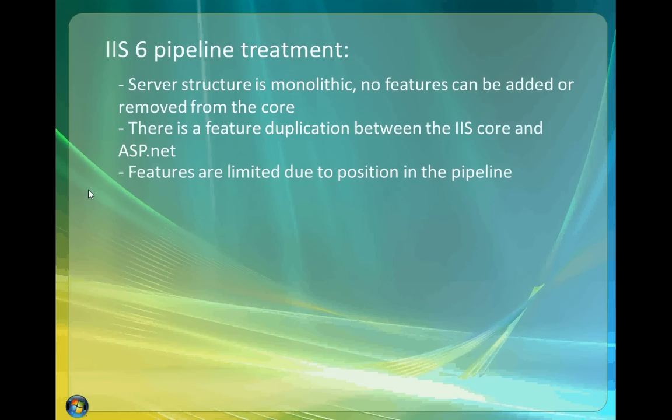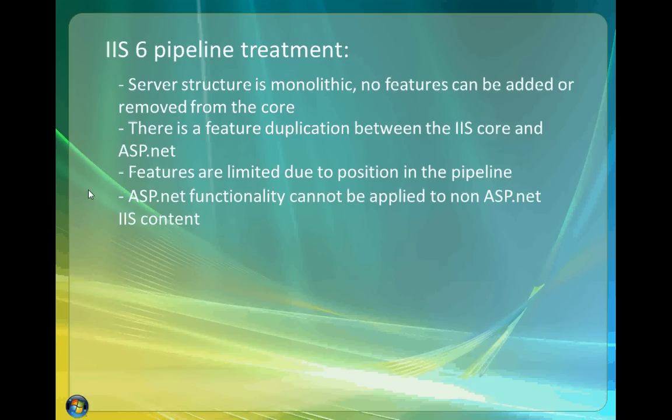Now, features are also limited to their position in the pipeline. Think about forms authentication: we could not do forms authentication on the second request just because ASP.NET was never notified about it. And also, we cannot apply, for example, ASP.NET functionality to anything else except ASP.NET content. There was a way around this, which was to actually map every incoming request to the ASP.NET ISAPI, but that's very, very poor performing.